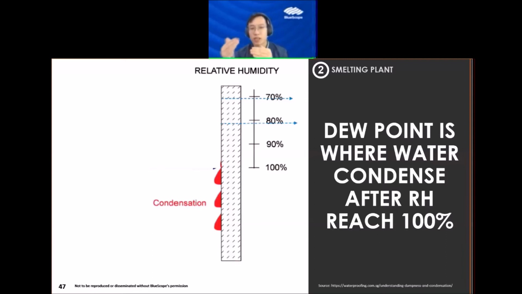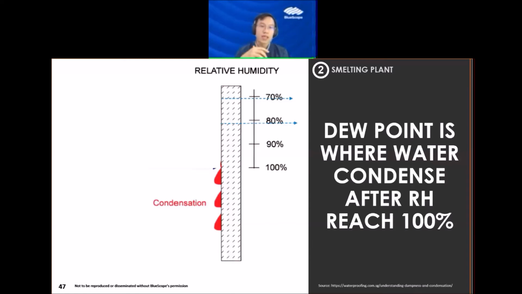So let's say the relative humidity reaches 100%. What it means is that the air around the gauge itself will have 100% of moisture within the air. The air will have already carried 100% of what it can carry in terms of moisture.